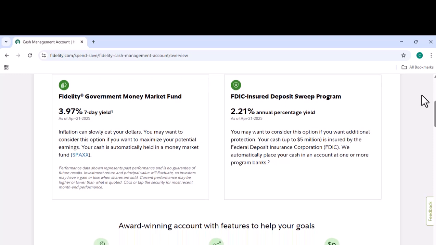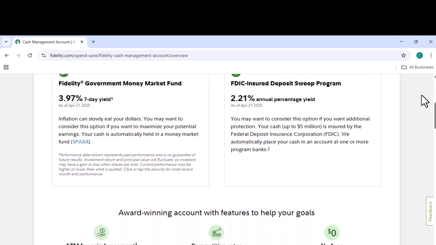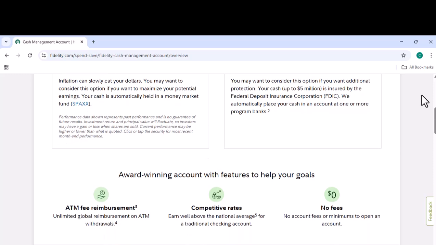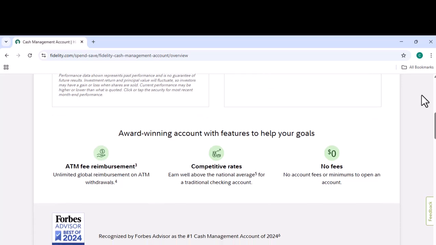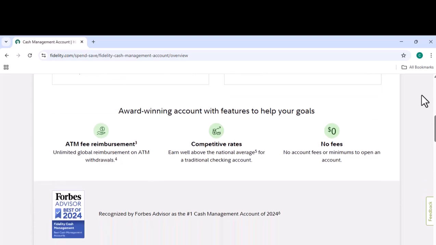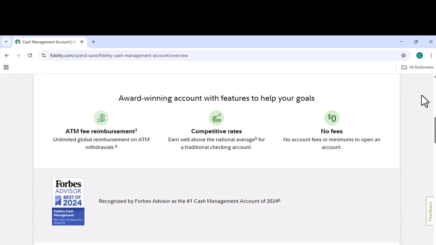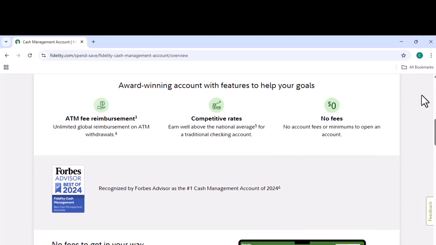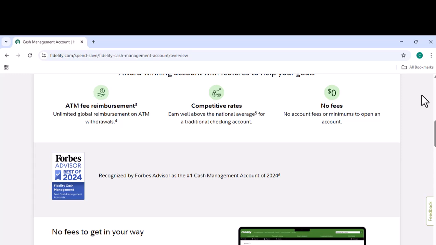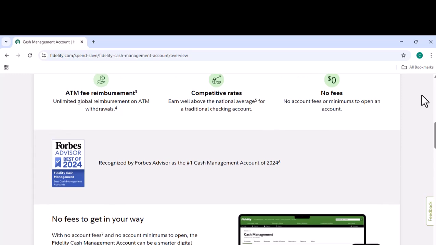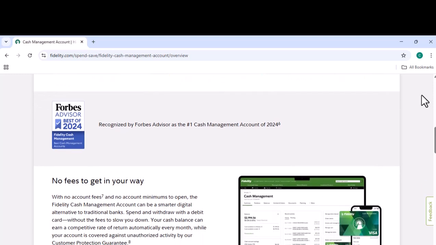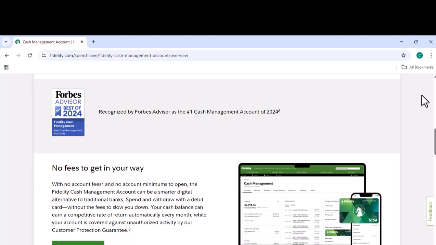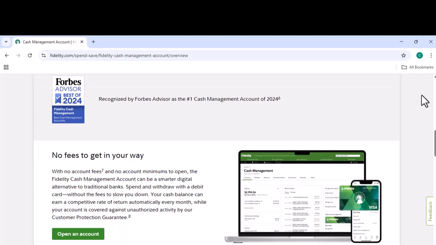3. Liquidity and access. Savings accounts are generally highly liquid, allowing for easy withdrawals and deposits. Fidelity money market funds are highly liquid. You can typically buy and sell shares easily within your Fidelity brokerage account. Fidelity Cash Management Account, designed for everyday transactions with debit cards and checks, offering high liquidity. Fidelity CDs are less liquid than savings accounts or money market funds. Withdrawing funds before the maturity date usually incurs a penalty.